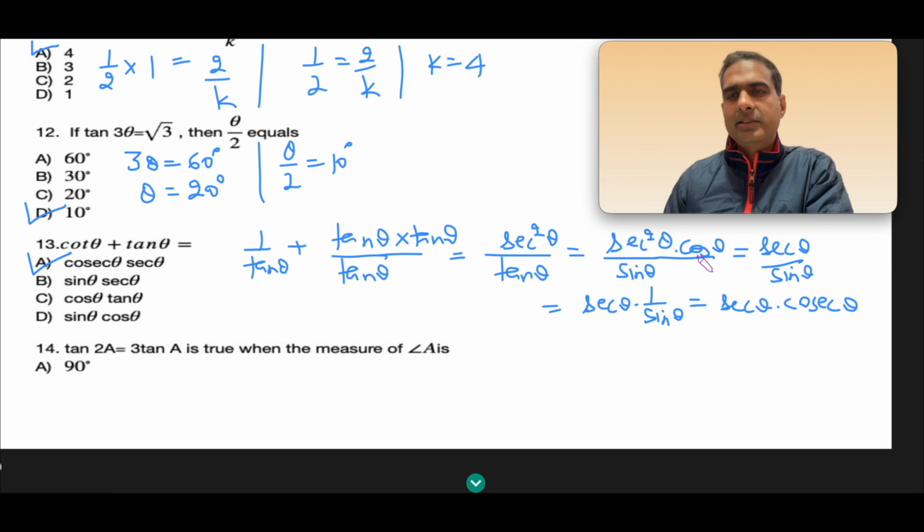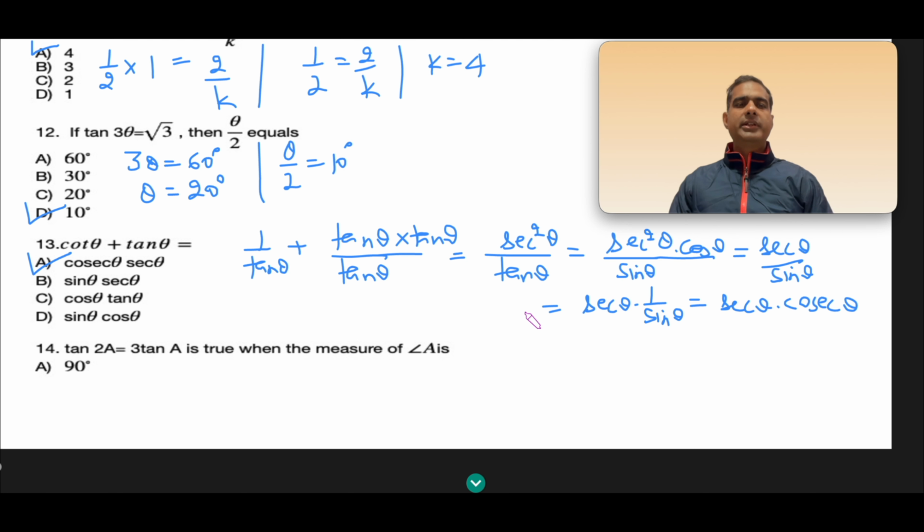And sec theta is reciprocal of cos theta, so sec theta into cos theta became 1. So 1 sec theta is left, so sec theta by sine theta. Sec theta, and we wrote by sine theta as 1 by sine theta. So 1 by sine theta is cosec theta, so sec theta into cosec theta is our answer.